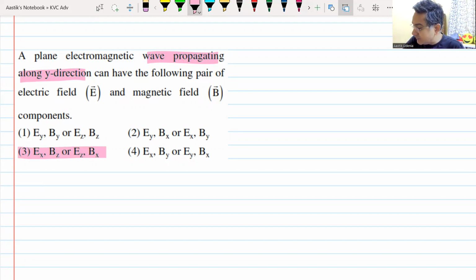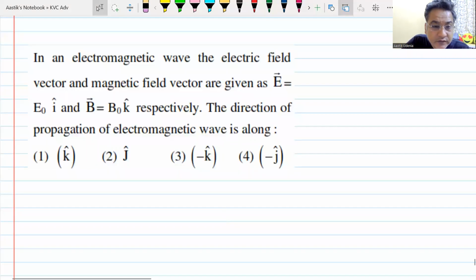Next one is this one, my dear friends. In an electromagnetic wave, the electric field and magnetic field vectors are given by this. What is the direction of propagation? Option 4. You just have to do I cross K, and I cross K will end up with minus J, and that is the answer that we are looking at. Do we understand this? Yes.